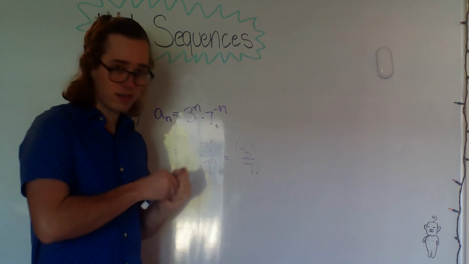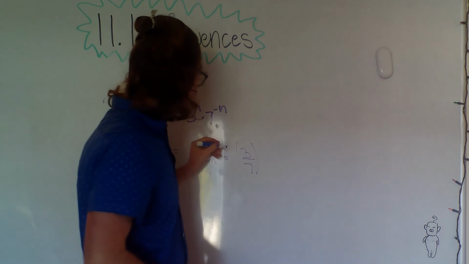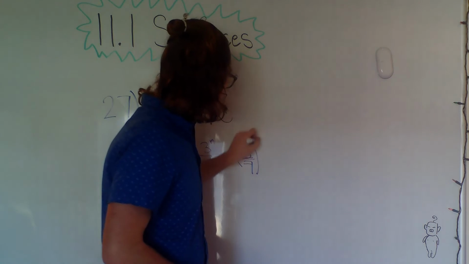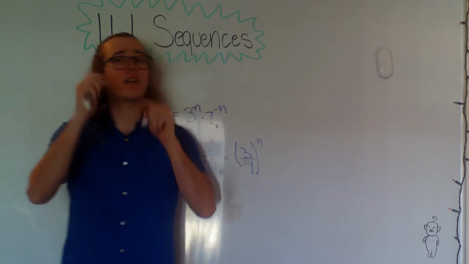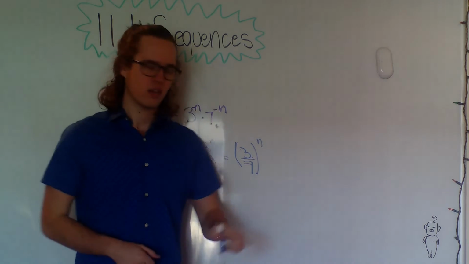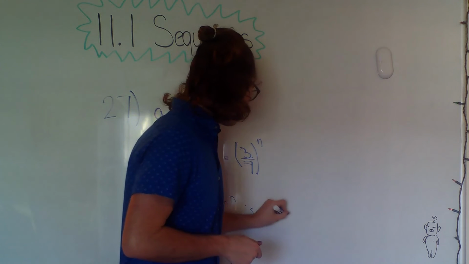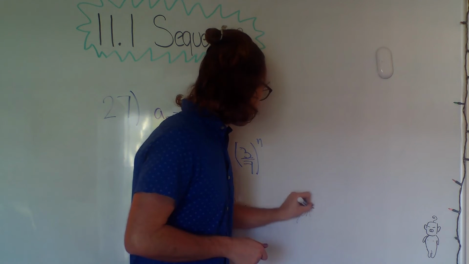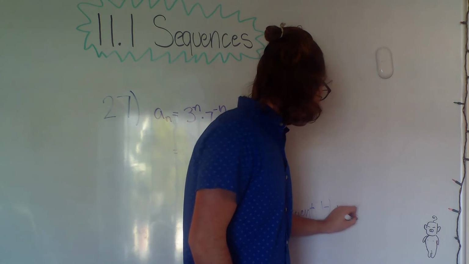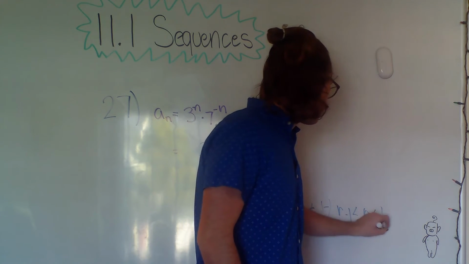And then we're like, wait a second, we saw a theorem or definition where it said that r^n is convergent for all r greater than -1 and less than or equal to 1.